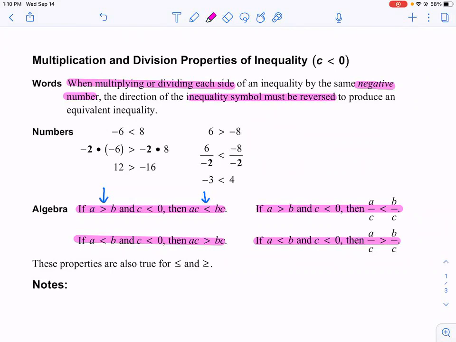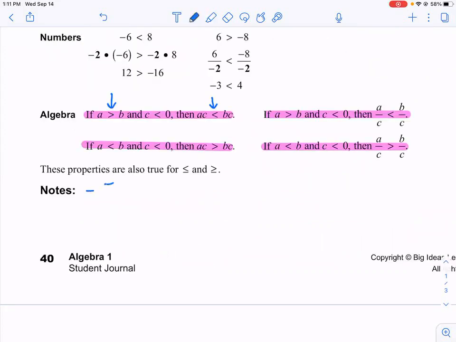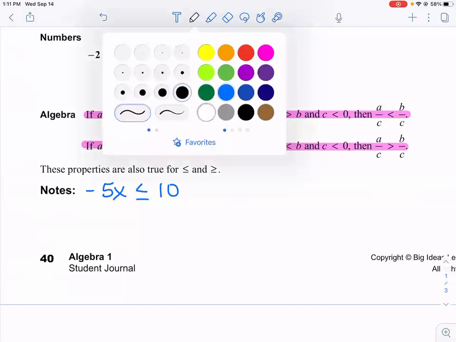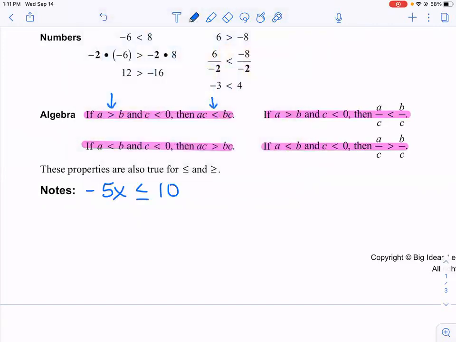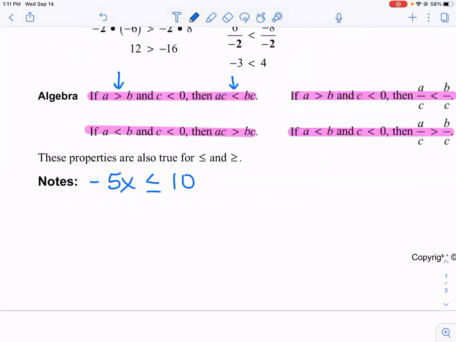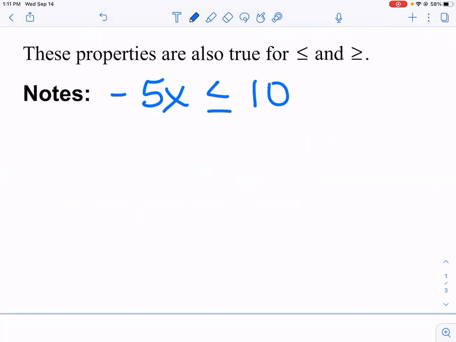Okay, would you like to see it in action? What? You have no idea what I mean by it? So maybe an example would clear this up for you, Amy. I have the inequality -5x is less than or equal to 10. You wrote that down right where I did, right? Now, in order to isolate x, we need to do what with that -5?